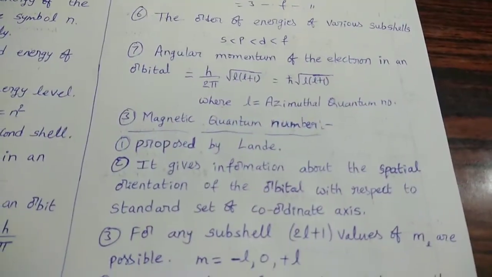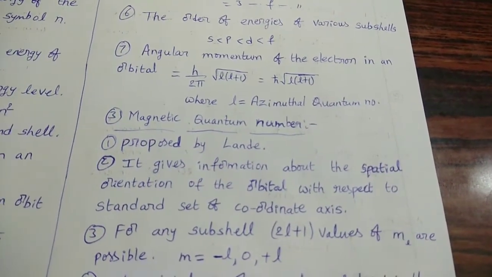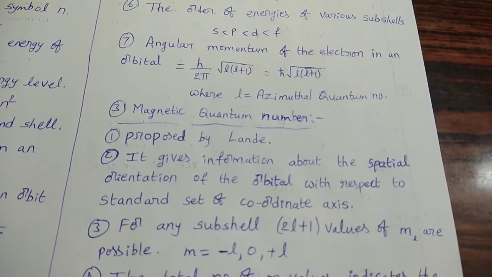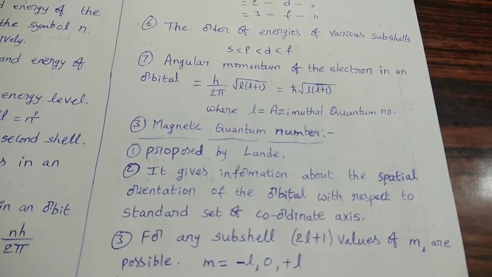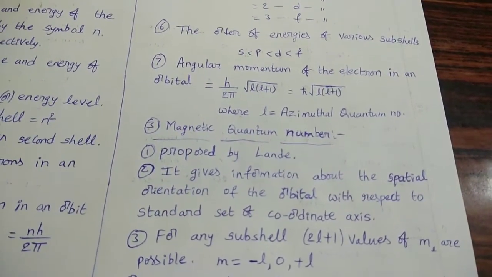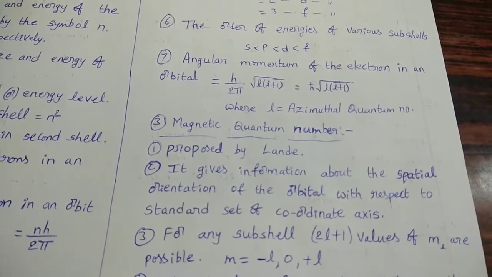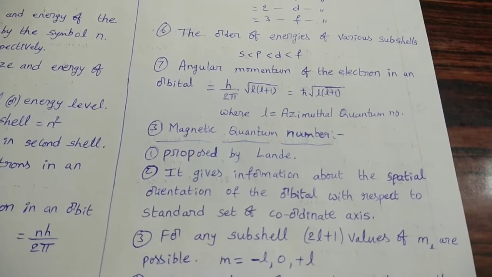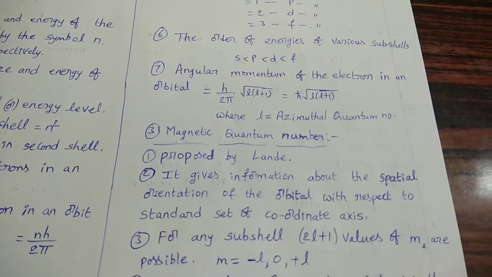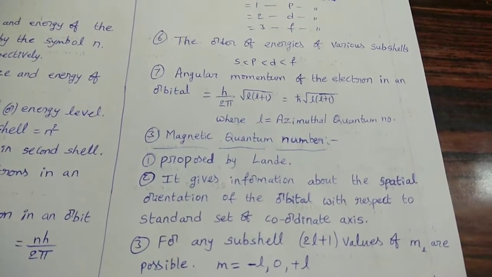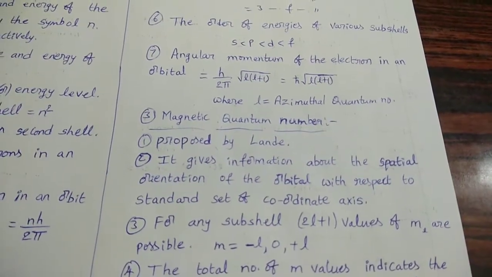Next, magnetic quantum number, proposed by Lande. It gives information about the spatial orientation of the orbital with respect to a standard set of coordinate axes. With respect to the x-axis, y-axis, z-axis, how a particular orbital is arranged. Here orientation means direction. Spatial orientation means direction in a three-dimensional manner. That information is given by the magnetic quantum number.